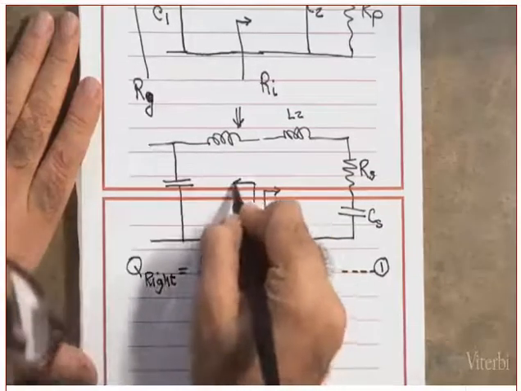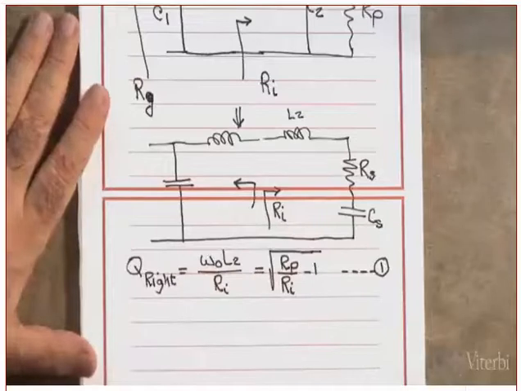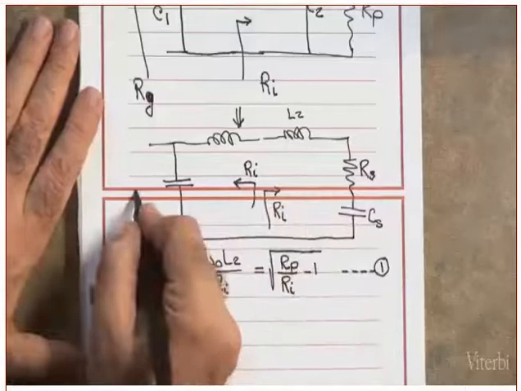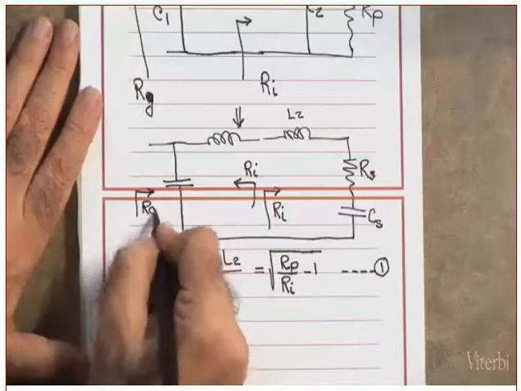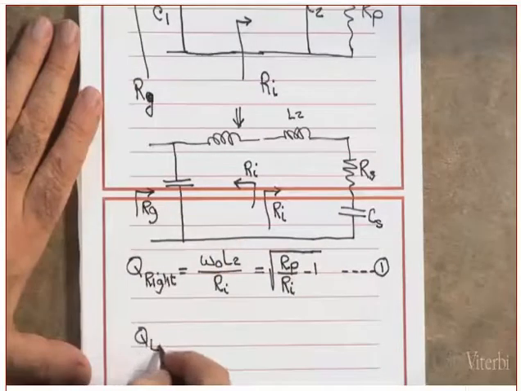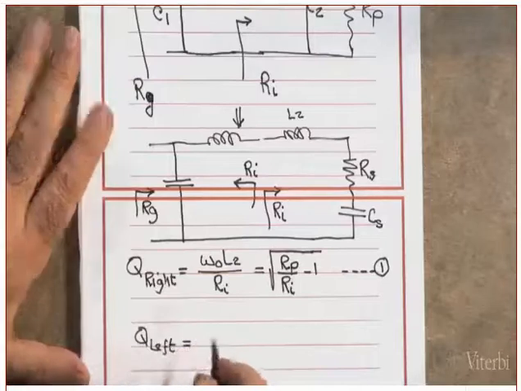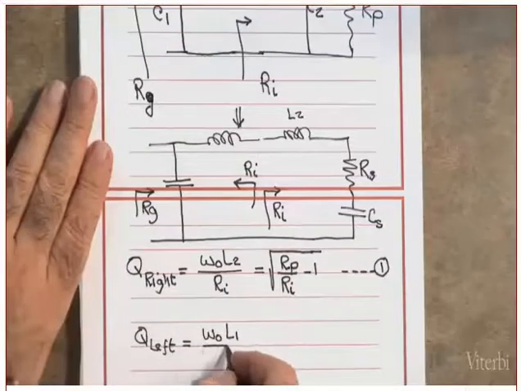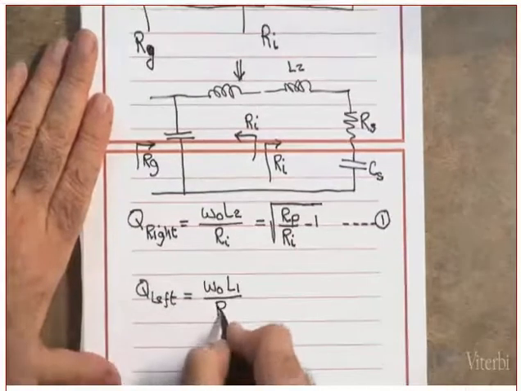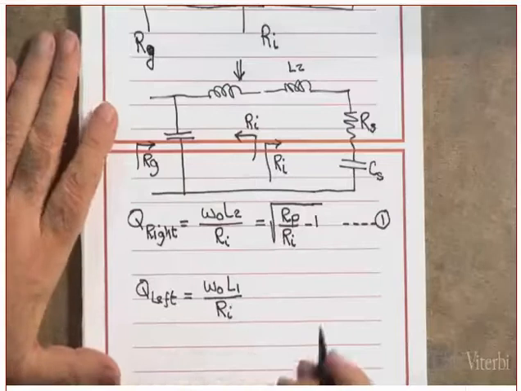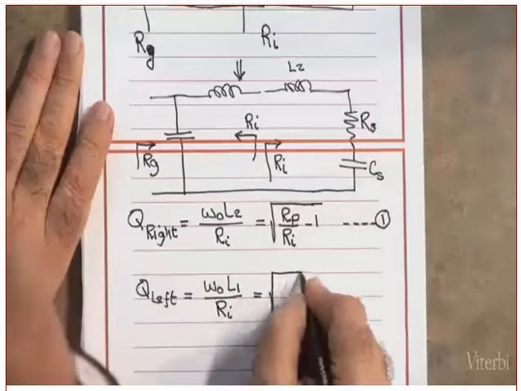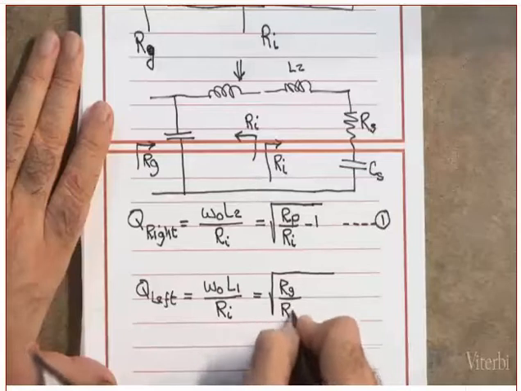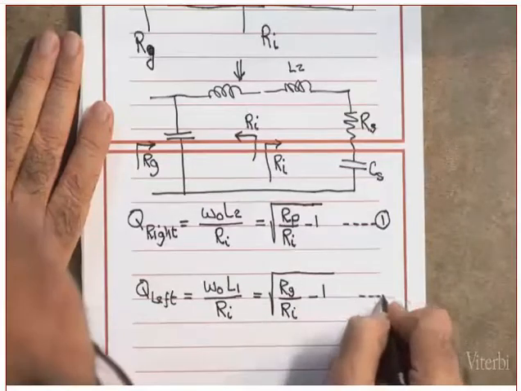What is this resistance looking into? Ri? Yes or no? And the resistance looking this way is what? Rg. Tell me, Q left. It's omega naught L what? 1, yes? Over what? Ri? Yes or no? Equal to? Give it to me. Rg over what? Ri minus 1. This is equation 2.